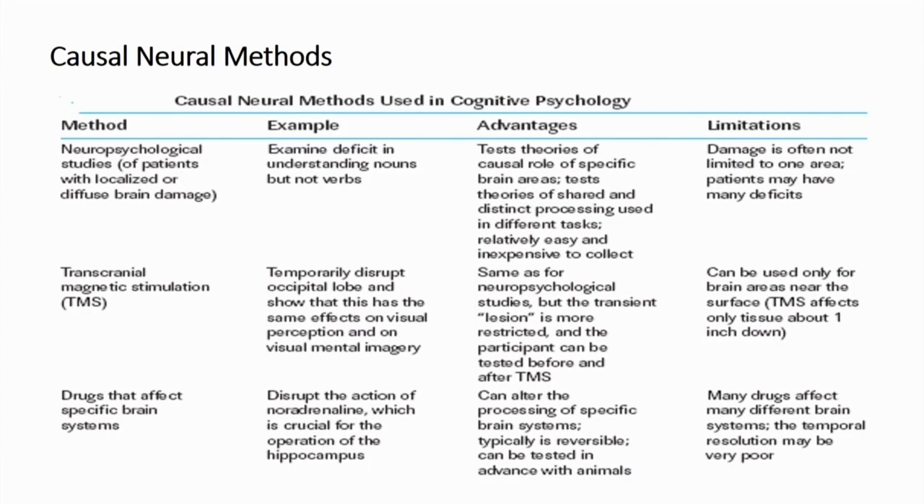Another method of studying cognition is the causal neural method. What does this method do? In this method, it is assumed that if certain regions of the brain are required for a certain activity, we can ask what would happen if that region of the brain is somehow not allowed to do any activity or is stopped from doing activity. One of the particular methods within this approach is using patients who have certain brain damage.